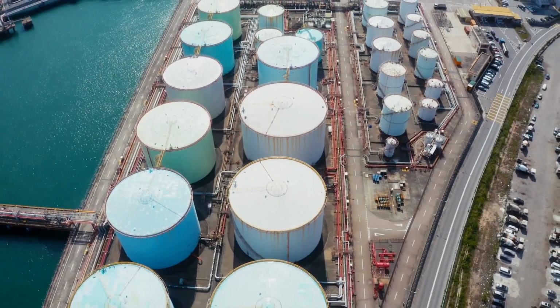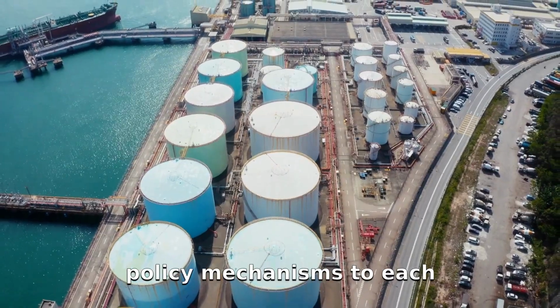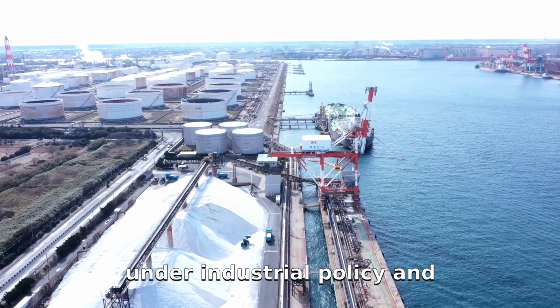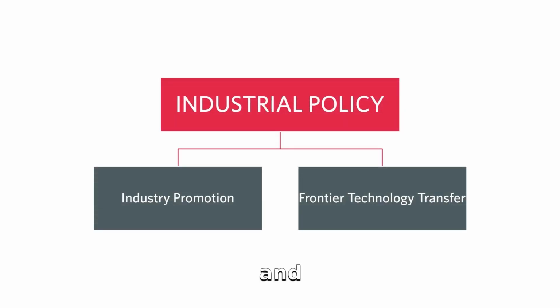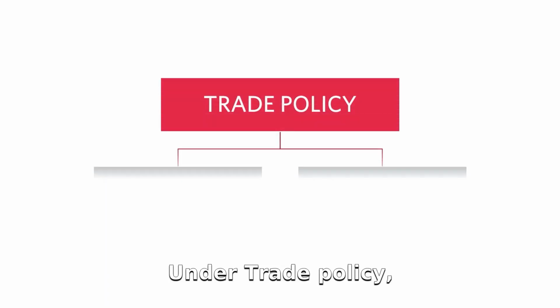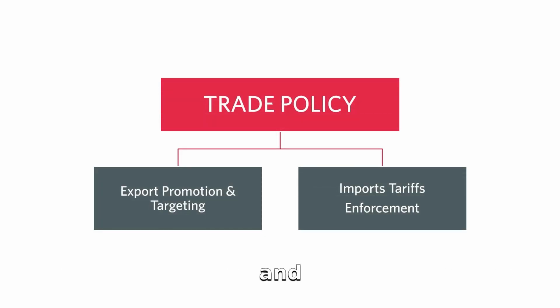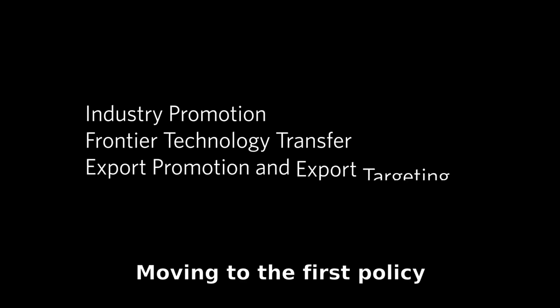With the manufacturing metamorphosis on track, India needs to follow and implement 4 economic policy mechanisms, 2 each under industrial policy and trade policy. Under industrial policy, there are 2 policy mechanisms: industry promotion and frontier technology transfer. Under trade policy, there are export promotion and targeting, and import tariffs enforcement. Moving to the first policy mechanism, industry promotion.